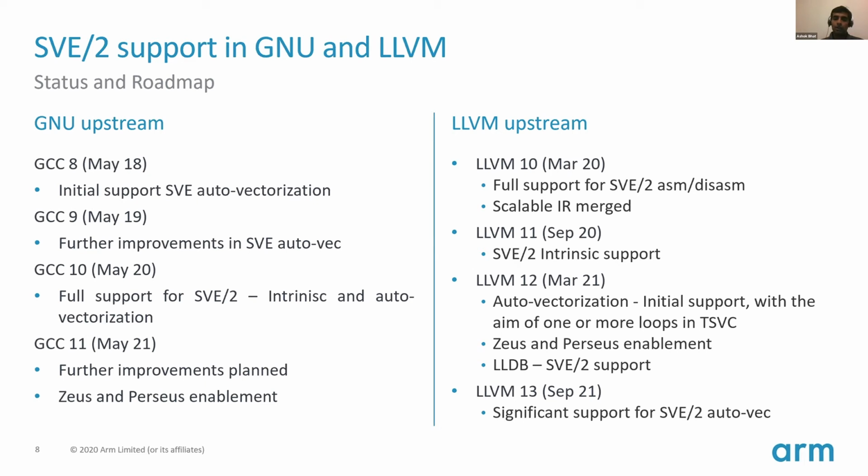For LLVM 12, we want to aim for the initial support of auto-vectorization. And what I mean by that is we use TSVC, which is a kind of vectorization benchmark. It has a collection of different kinds of loops, and vectorizing compilers measure themselves against how many loops you can vectorize. And in LLVM 12, our aim is we at least want to do one or more loops in TSVC.